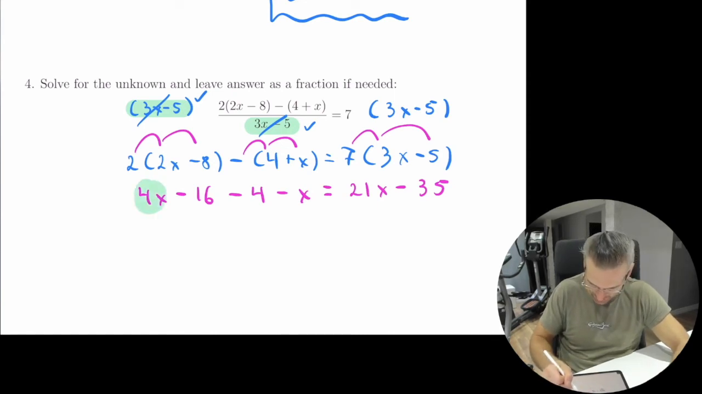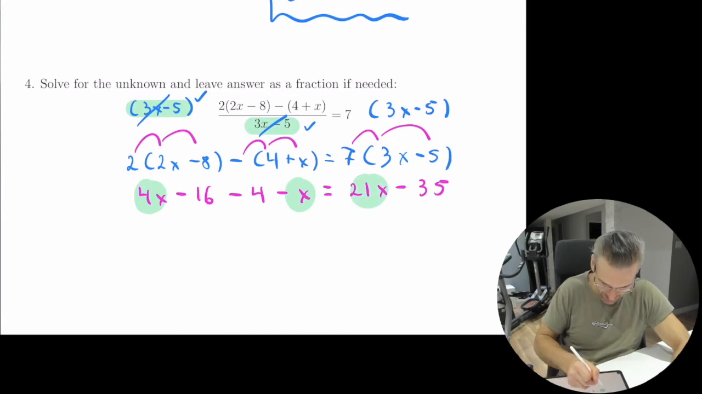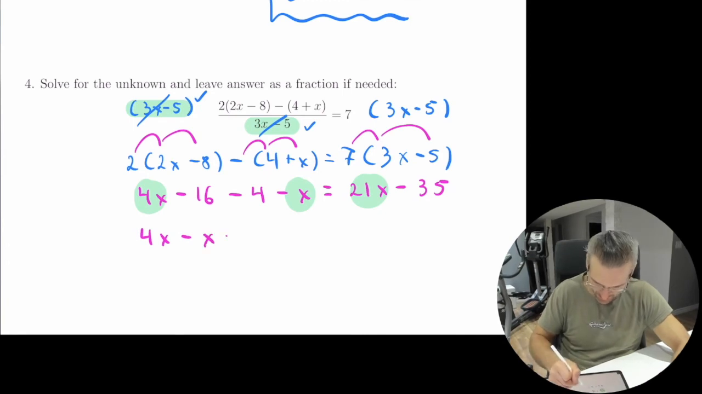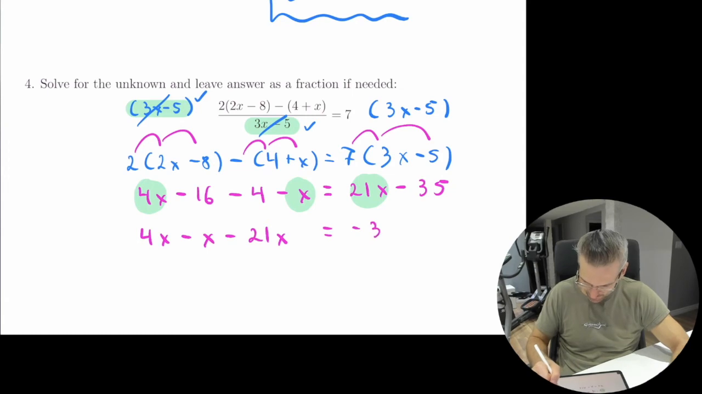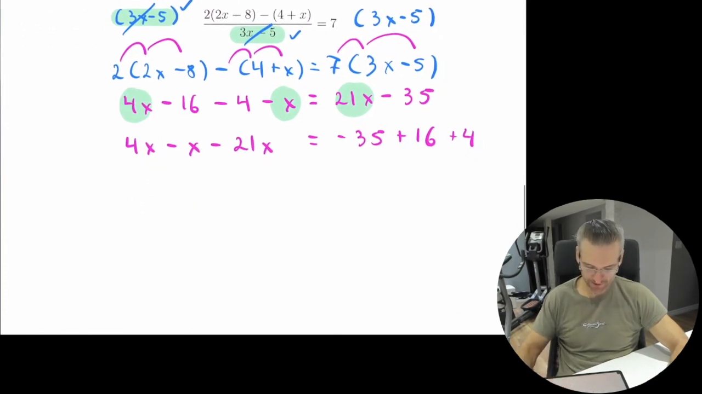Terms with the x, I have these. So let me bring them to one side. So that's 4x minus x minus 21x equals negative 35 stays on its side, and then it's going to be plus 16 and plus 4. So that's what we have here.